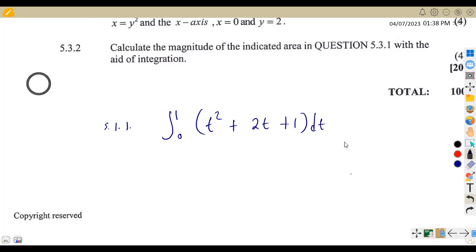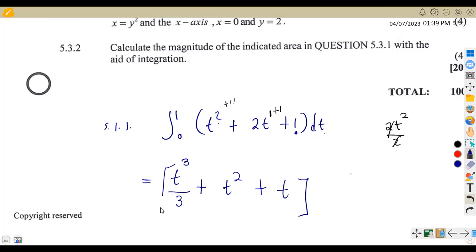So remember that on integration, you add 1 on the exponent, then you divide by the new exponent. So this is going to be equal to t to the exponent of 2 plus 1, that is 3. We divide by the new exponent, 3. Plus on 2t, this is the same as t to the power of 1. So you're going to add 1, which is going to be 2t to the power of 1 plus 1, which is 2, over 2. So the 2 and the 2 can cancel, which is going to give us t squared. Plus 1, it's a constant. So if you integrate, it is just going to be t. Then we have got our limits, in this case, from 0 up to 1.